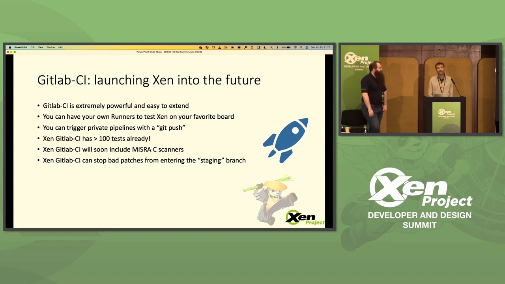And you can very easily trigger a private pipeline, and many of us already do, it's one Git push away to your private pipeline. And soon we're going to have MISRA-C scanners, and that's going to be, to me, a total game changer, because I think many of the issues that we review are things that a MISRA-C scanner will be able to detect automatically.